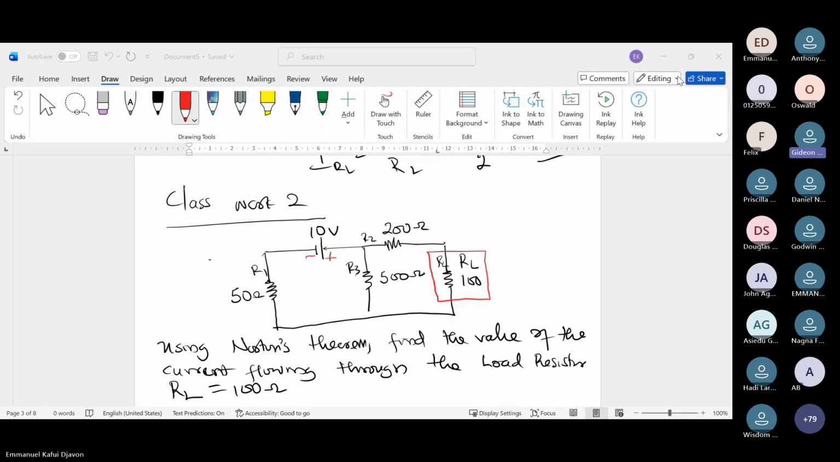Zero point zero 0.0519. You said 0.052. You still use the same thing. It is 0.0519. The answer is I is equal to 0.052.